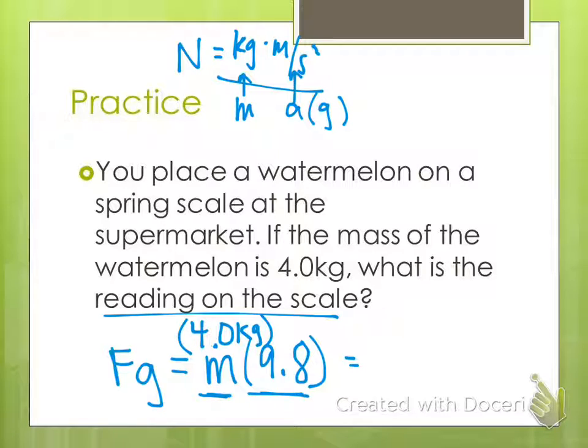So in order for a newton to work, you have to have your mass in kilograms and your acceleration in meters per second squared. All we're doing to find the weight of our watermelon is taking 9.8 times 4, which is equal to 39.2 newtons.